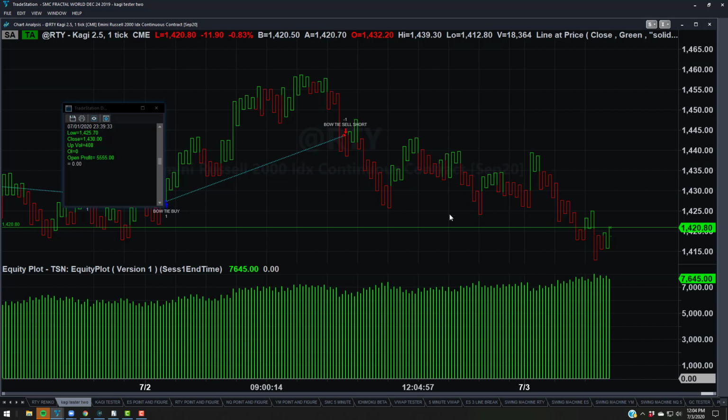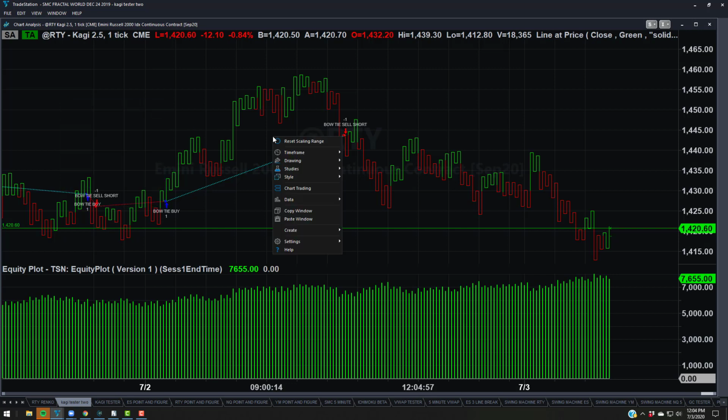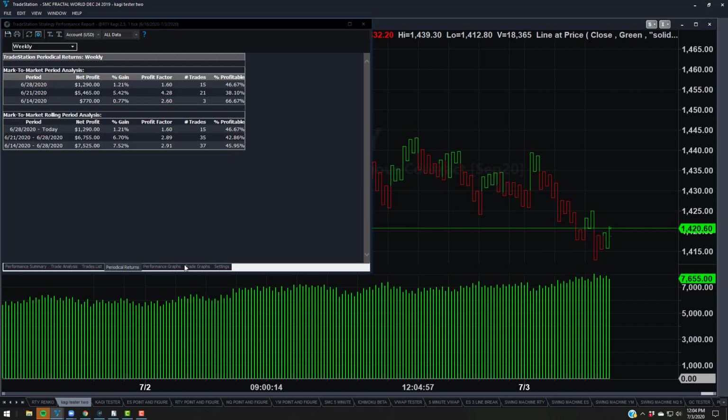It's a strategy that we call the bow tie. We also run something called the TPC least sensitive on this. This is a particular style of chart called Kagi. And the settings are all important. And we have some tips on getting the settings correct. This happens to be a 2.5 one tick Kagi chart. But what I wanted to show you is the performance report is certainly very nice.